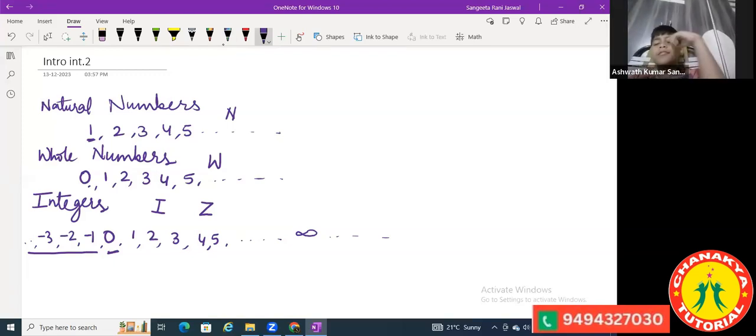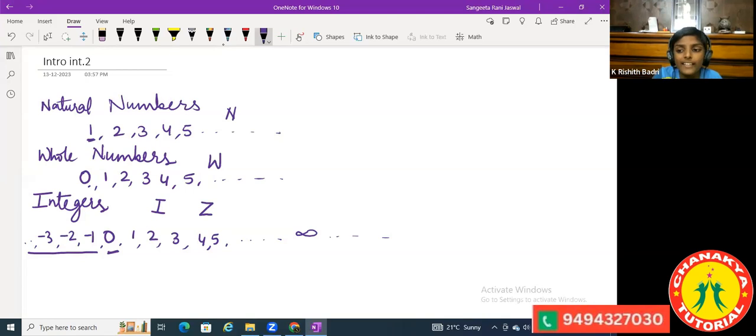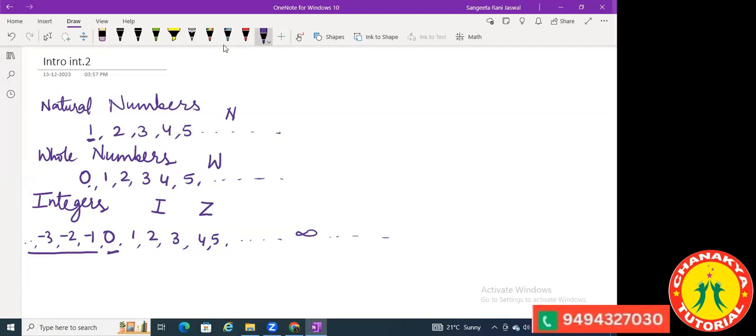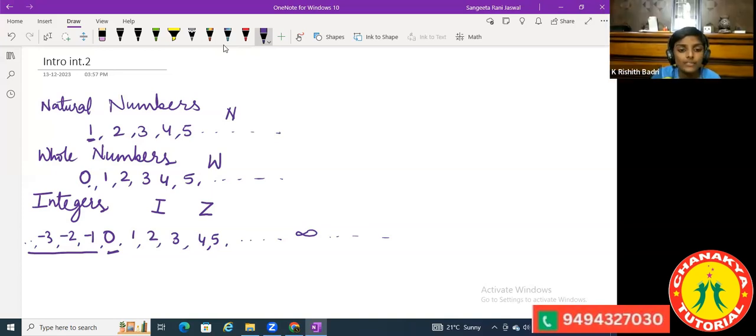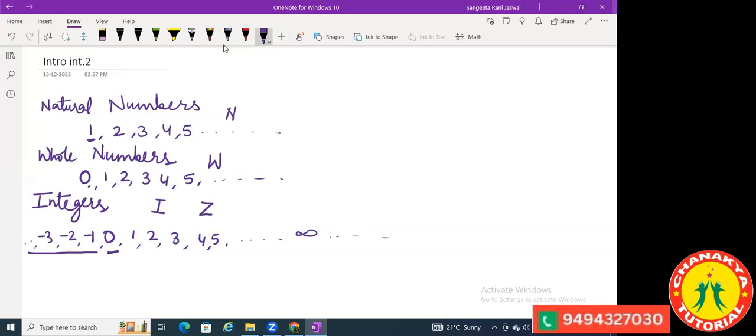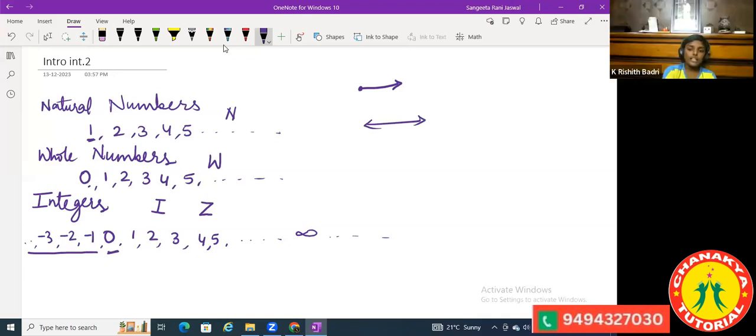Ma'am, natural numbers and whole numbers are rays and integers are lines, ma'am. Integers are lines because natural numbers and whole numbers have one starting point. So they are a ray, which has a starting point. Okay, a line has no end point. I got it. This is what you mean. And that's why we draw a number line for integers.